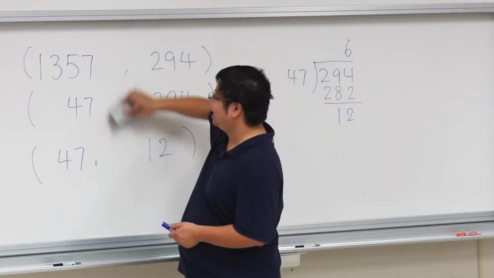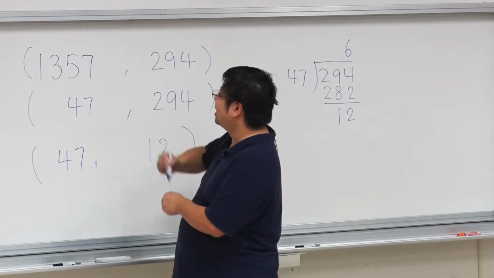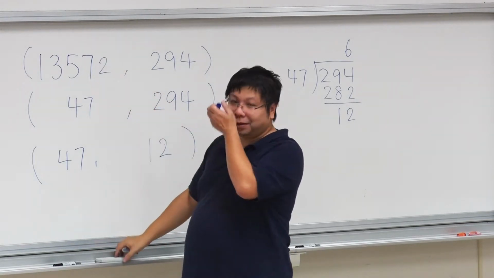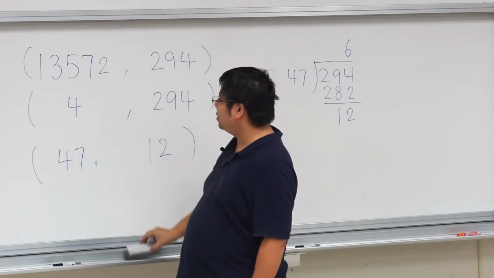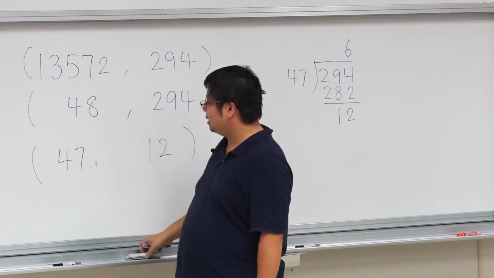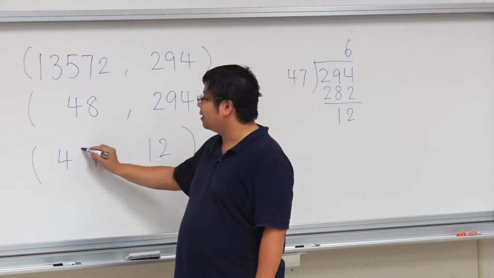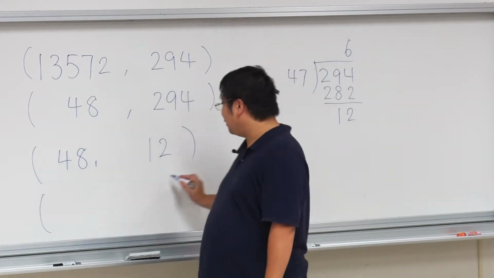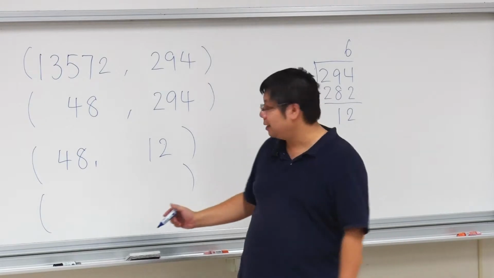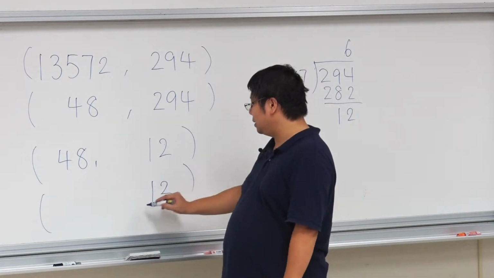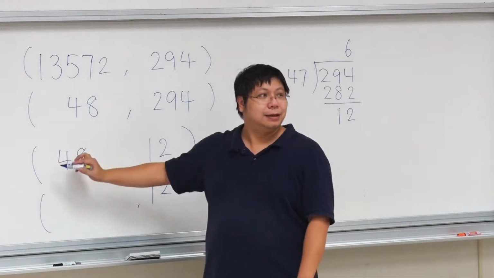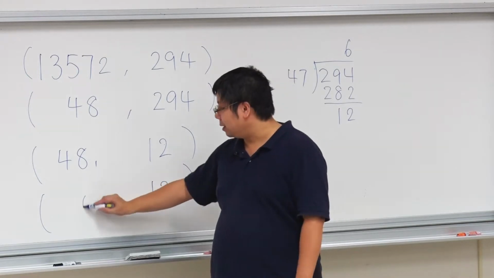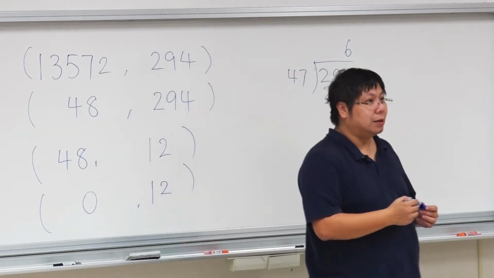So for instance, let's make it 1 larger. Then it is going to be 13572. So we get 48 here. Is that okay? So we get 48, 12 here. So we can actually continue to do this. We keep the smaller part, and then divide the other by this one, and get the remainder. So we get 0.